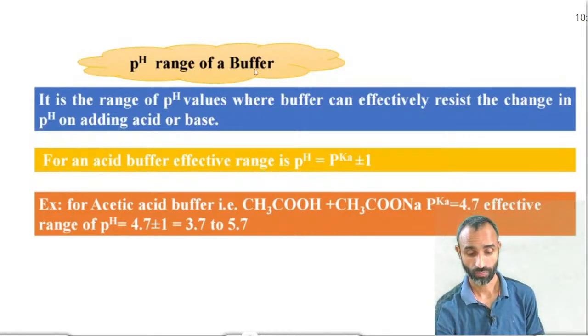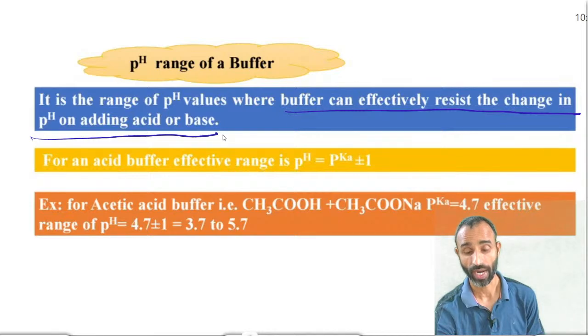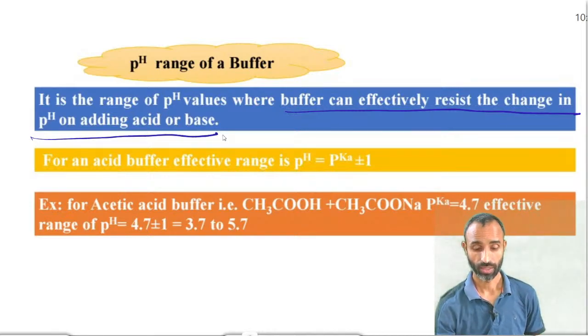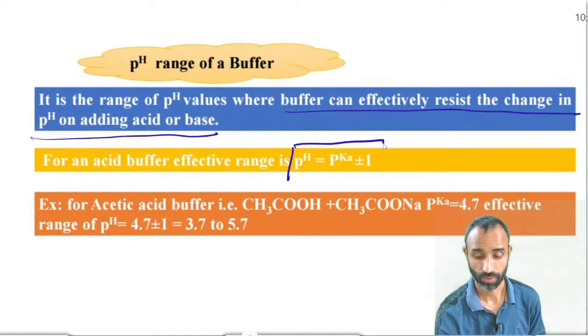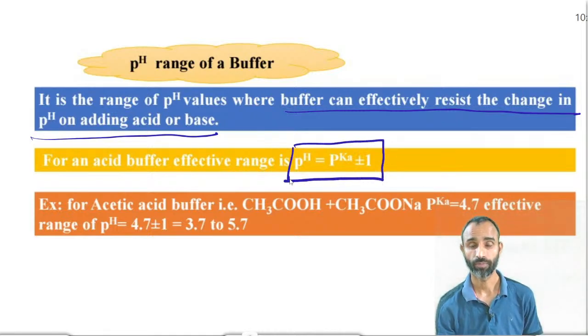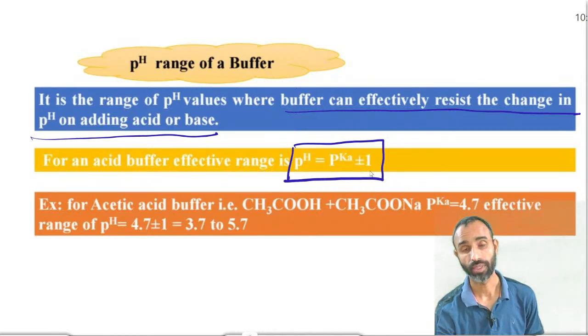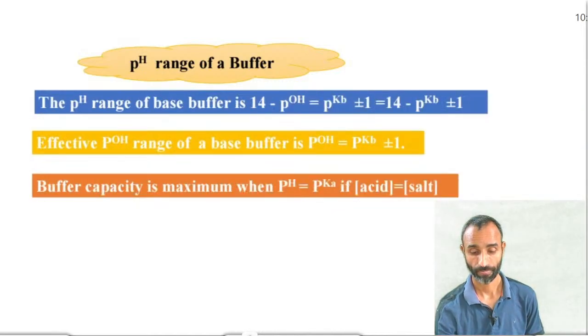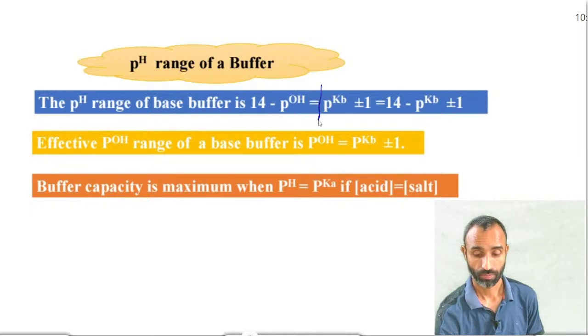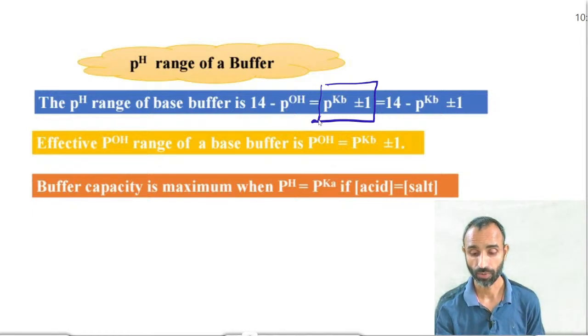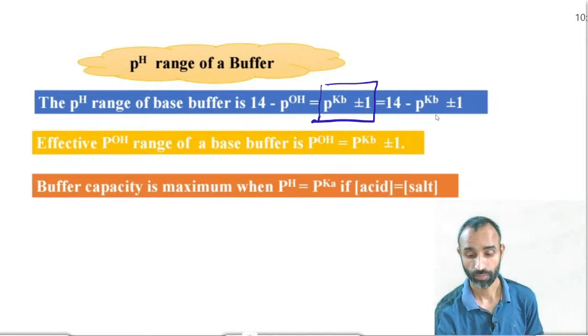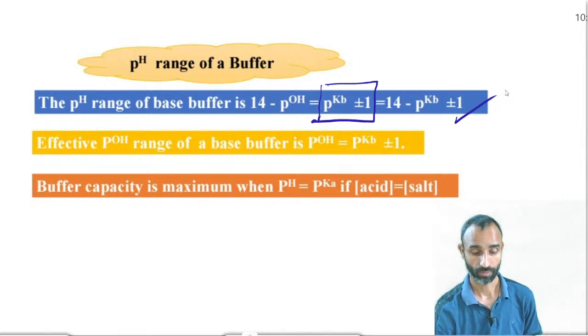pH range of a buffer. It is a range of pH where a buffer can effectively resist the change in pH on adding acid or base. So for acidic buffer it is pKa plus minus 1. For basic buffer it is pKb plus minus 1, or 14 minus pOH, that is 14 minus pKb plus minus 1.